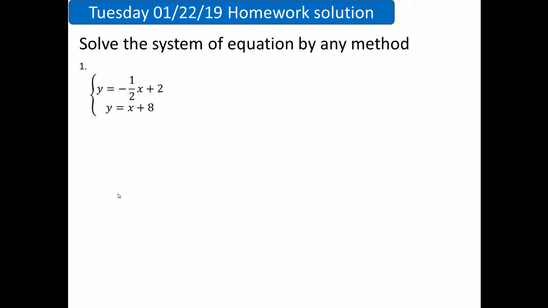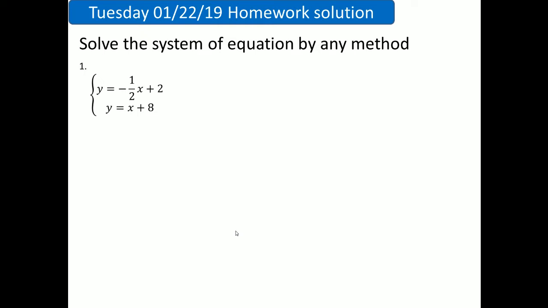Number 1. It says to solve the system of equations by any method. This is a system of equations because you have one equation here and this is another equation. When you have two equations, it is called a system. To solve means to get both an x value and a y value.